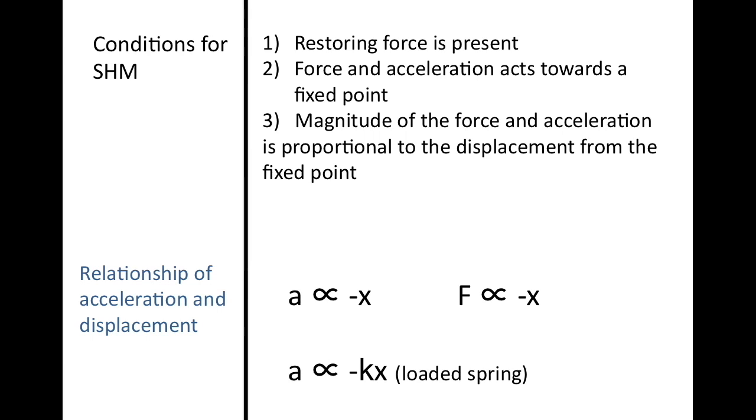The third factor is that the magnitude of the force and acceleration is proportional to the displacement from the fixed point. So mathematically, the relationship of acceleration and displacement is shown as: the acceleration is equivalent to the displacement, and the negative sign just shows the acceleration is always in the opposite direction of the displacement. This is also true for force, which is also proportional to the displacement. If we are discussing loaded springs, we would just need to put the constant, the K constant, in that situation.